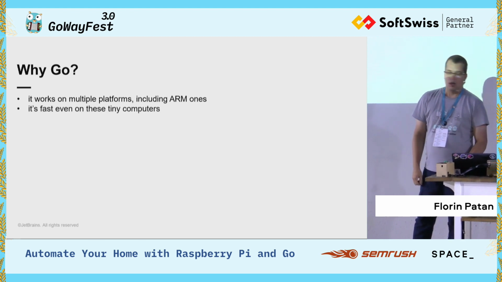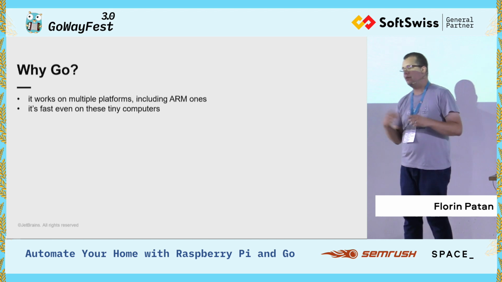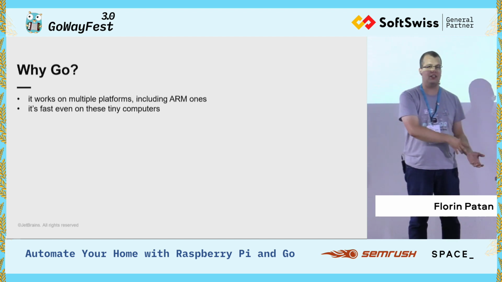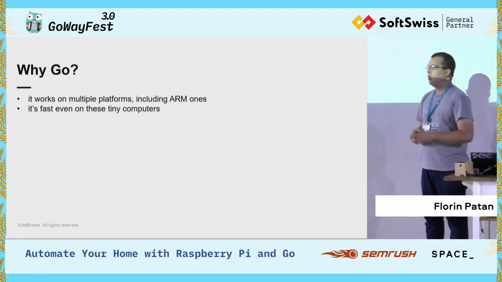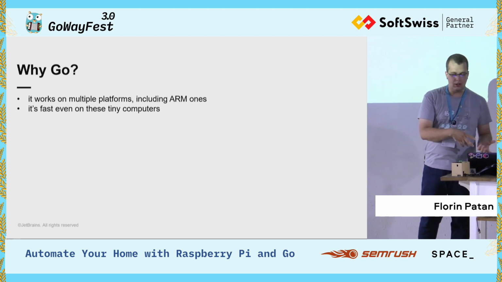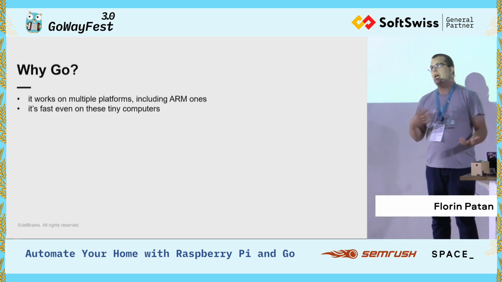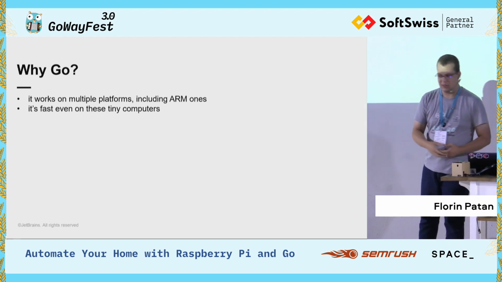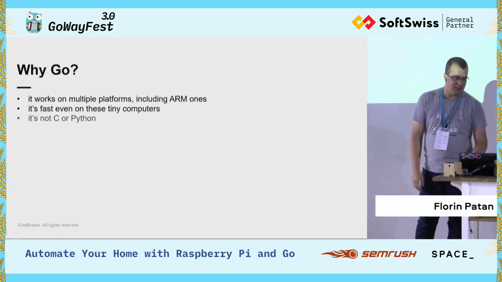It's fast, even on these tiny computers where you think, oh, I don't have the resources, I'm running a garbage-collected language, it's probably not going to work. It actually works pretty well. And at least in the current application, you don't need to do too many things at once. It's not like handling billions of requests per second. The Raspberry Pi's power is enough for what we need.